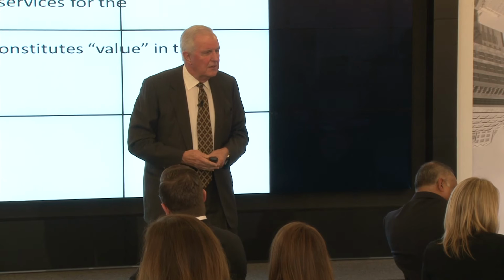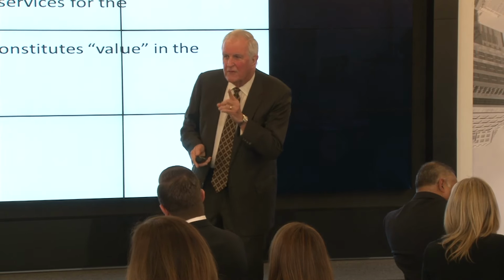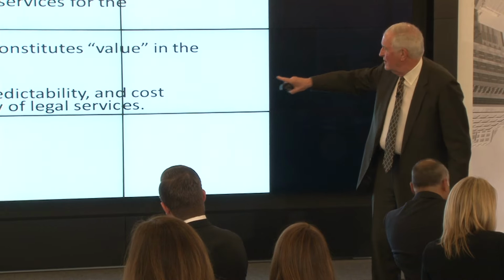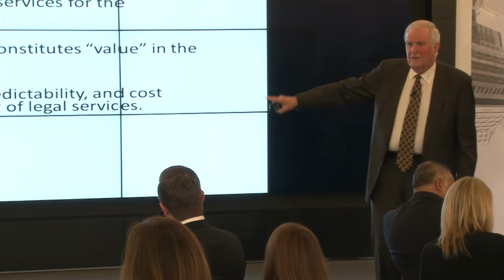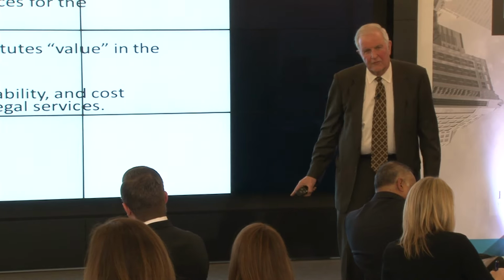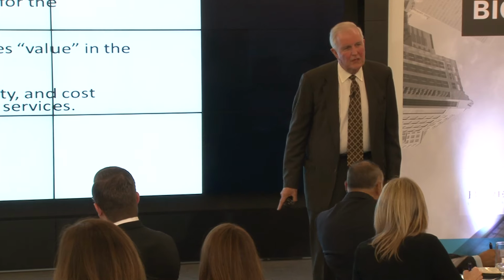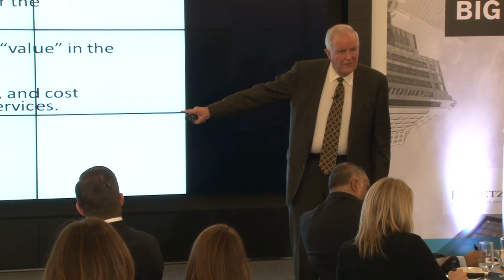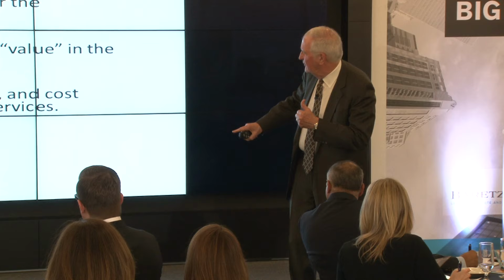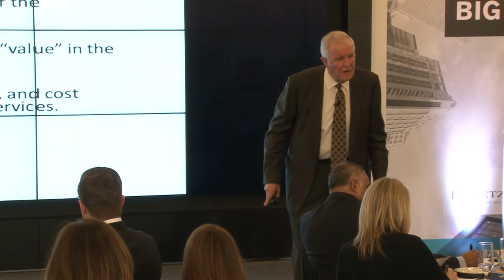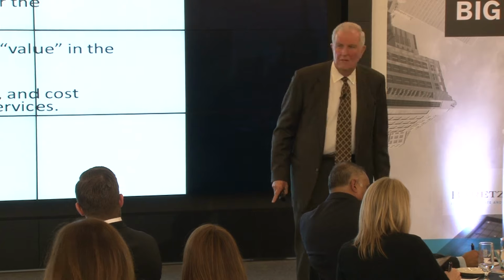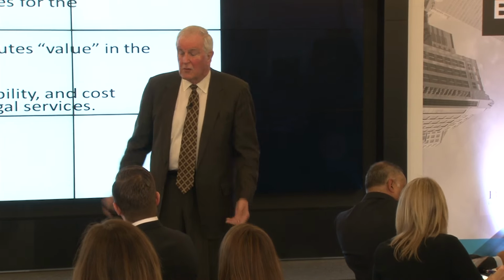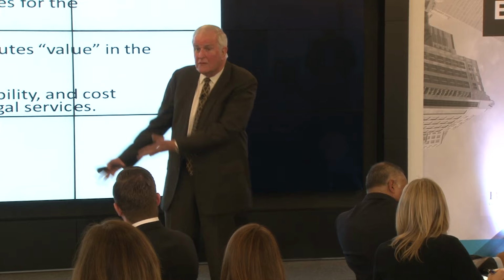And so what do they mean? Clients mean something very specific. And what clients mean is a focus on efficiency, predictability, and cost effectiveness in the delivery of legal services. That's what value means to a client. Okay, now, if you look at that list, what's missing? Efficiency, predictability, cost effectiveness, what's not there? Quality! It drives lawyers crazy. You mean the clients don't want quality? How could they leave quality off the list?